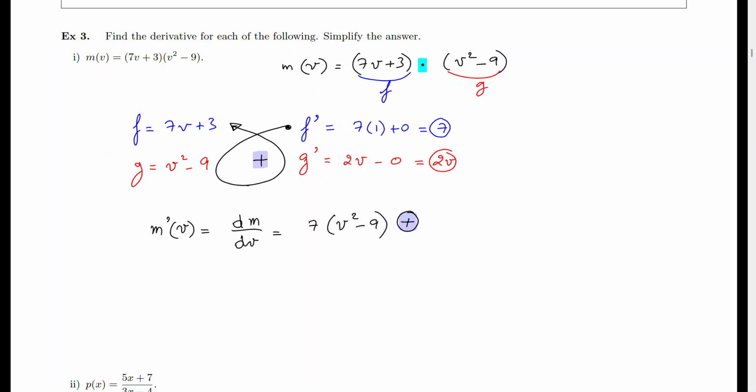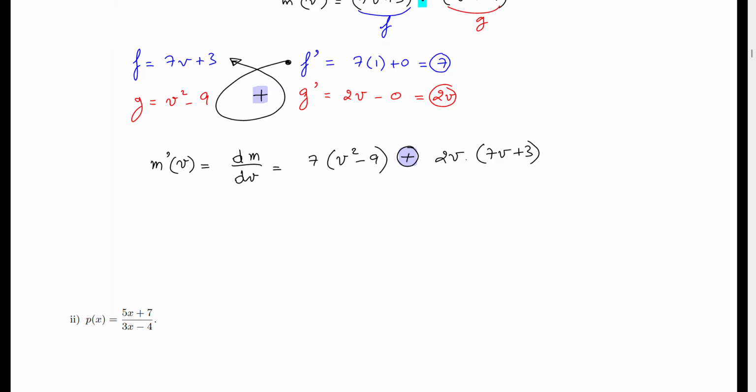And then on the way back, when I turn around, I'm supposed to multiply the 2v and the 7v plus 3. It doesn't matter what order you put them in. You can put the 2v first and the 7v plus 3 after, or you can put the 7v plus 3 first and then the 2v at the end. Multiplication is commutative, so you can write it however you please. But the bottom line is we just did exactly what the product rule told us to do. We put f prime, we put g, we put f, and then g prime again.